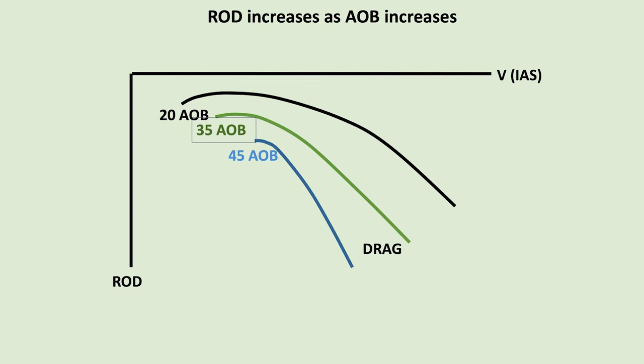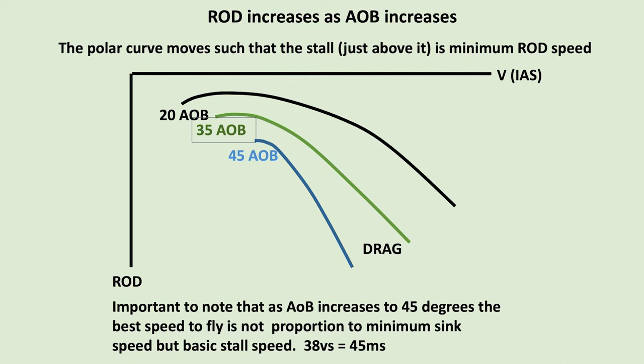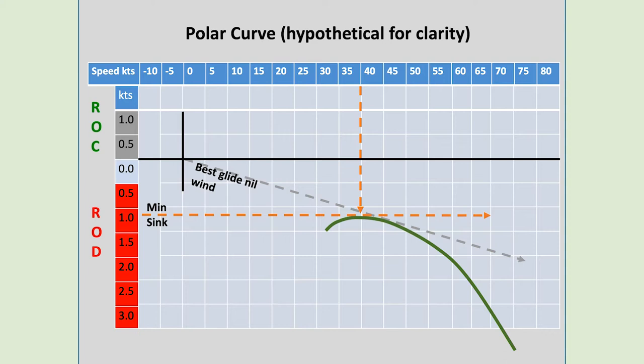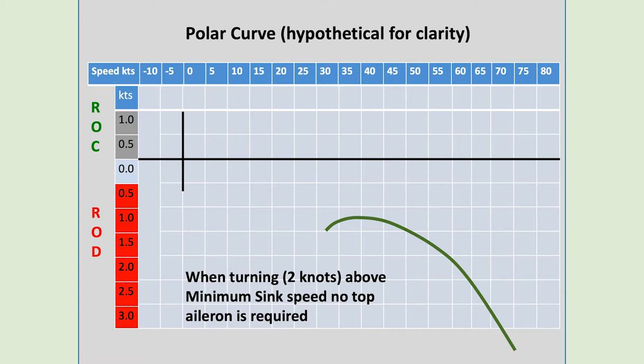It's important to note that as angle of bank increases from 45 degrees, the best speed to fly is not proportional to minimum sink speed, but to basic stall speed. The polar curve moves such that the stall is just above minimum rate of descent speed. When turning 2 knots above minimum sink speed, no top aileron will be required.